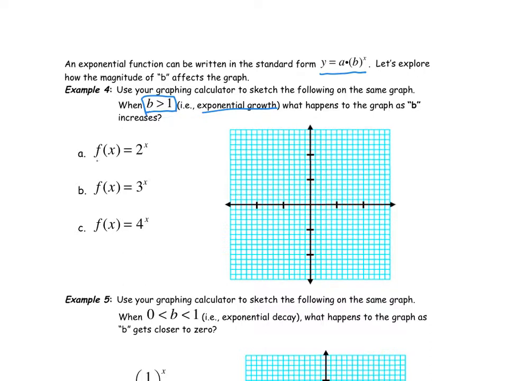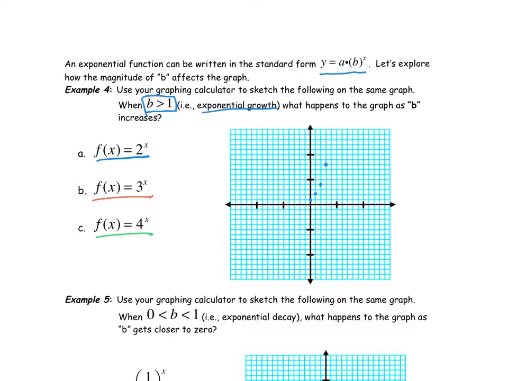We're going to graph 2 to the x, 3 to the x, and 4 to the x. So I'm going to plot some points on the first function, 2 to the x. I'm going to do those in blue. So when x is 0, 2 to the 0th is 1. When x is 1, 2 to the first is 2. When x is 2, 2 squared is 4. When x is 3, 2 cubed is 8. And I can't put any higher values of x on my graph.